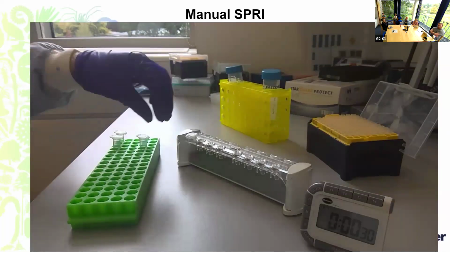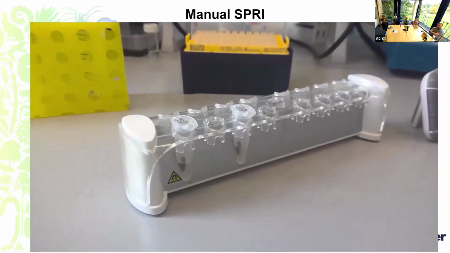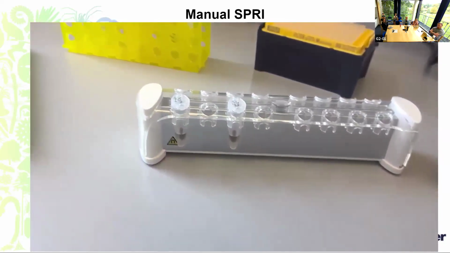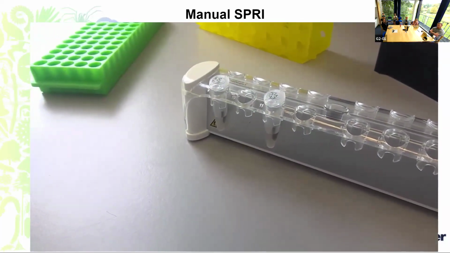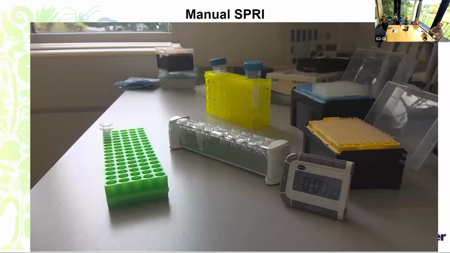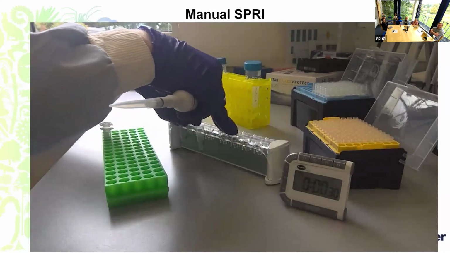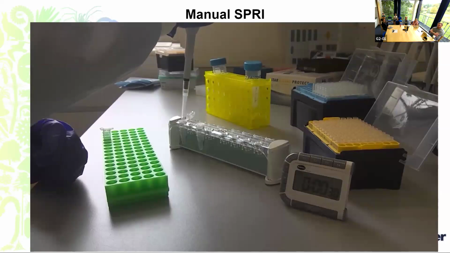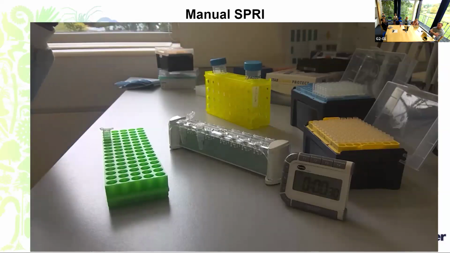So after they've been sitting at room temperature 5 minutes, we add them to the magnetic racks and wait for the beads to pellet on the magnetic side of the tube, and we can remove the supernatant from our samples. We generally don't get rid of our supernatant. We keep hold of it in a new Eppendorf tube in case the SPRI process has gone wrong, so we don't want to throw our DNA away. So we keep hold of it until after we do our QC. We gently remove the supernatant, taking care not to disturb the bead pellets.